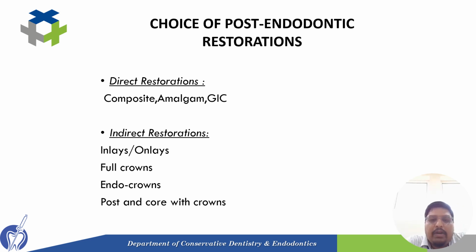Choice of post-endodontic restorations: direct restoration, composite, amalgam, GIC. These are direct restorations where adequate tooth structure is there and a four-wall defect is not seen, where we have to give these direct restorations. Indirect restoration includes inlays, onlays, full crowns, endo crowns, post and core with crowns.